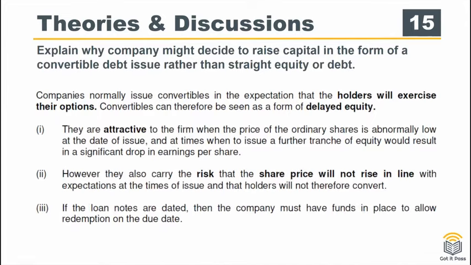And here, the next question is asking you whether there are any advantages of the convertible debt issue rather than strict equity or debt. Companies normally issue convertibles in the expectation that the holders will exercise their options. And convertibles can therefore be seen as a form of delayed equity. So first of all, they are attractive to the shareholders, to the firm as well.